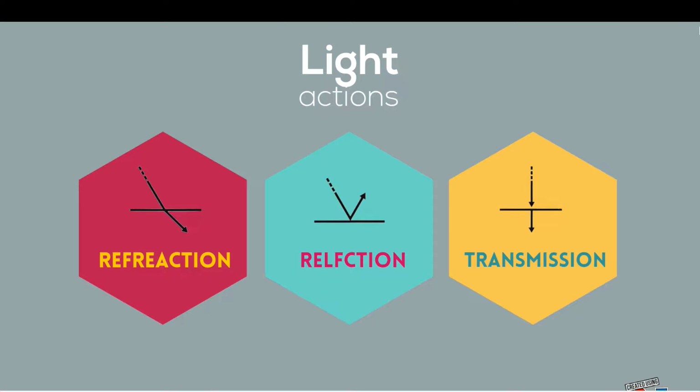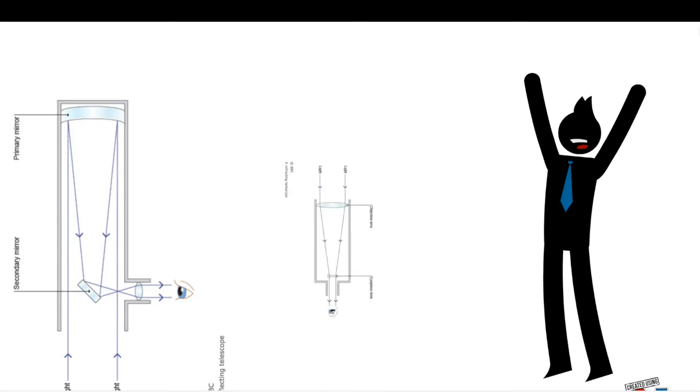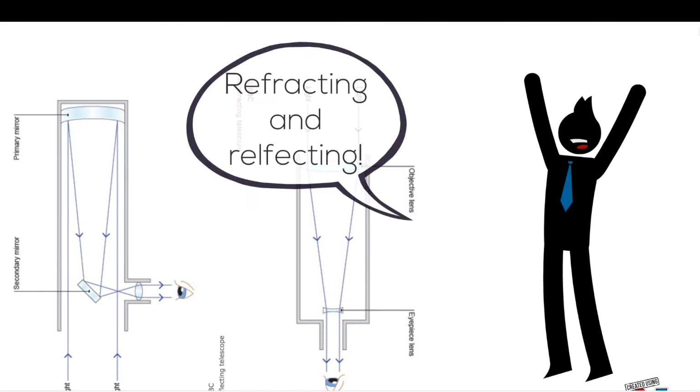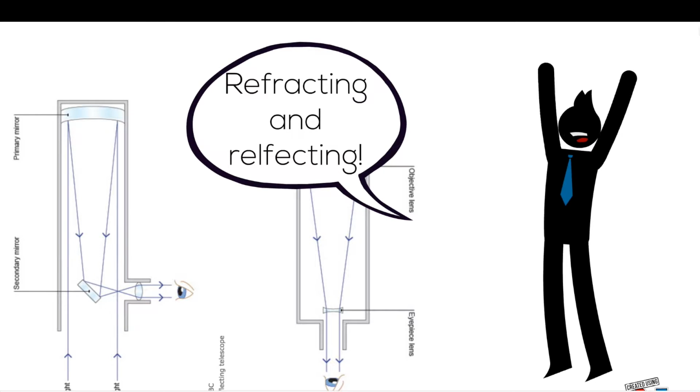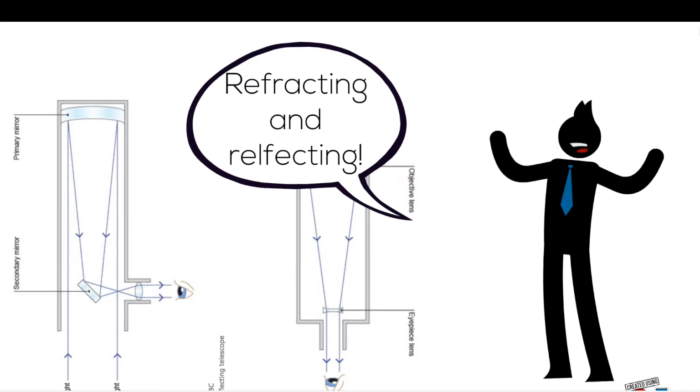Light has several actions. This includes refraction, reflection, and also transmission. The first two actions, reflection and refraction, are used in telescopes. They are called refracting and reflecting telescopes.